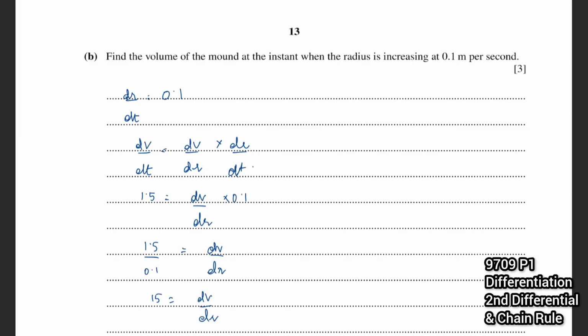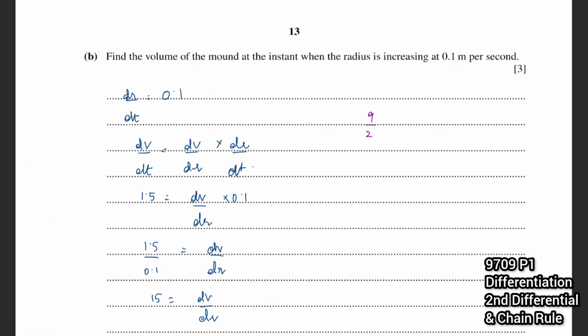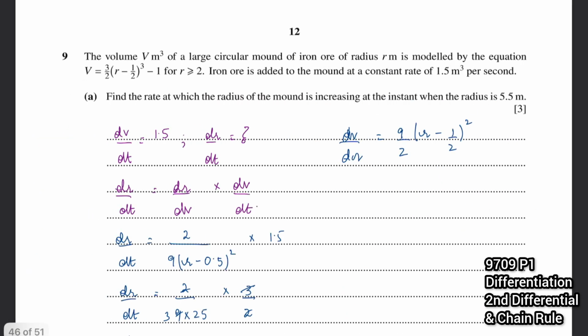From the initial equation, dv by dr is equal to this, 9 upon 2 into r minus 0.5 square, is equal to 15. So 10 upon 3 is equal to r minus 0.5 square, and under root 10 upon 3 is equal to r minus 0.5. Under root 10 upon 3 is 1.825, plus 0.5 is 2.32. When radius is 2.32, this is the volume.